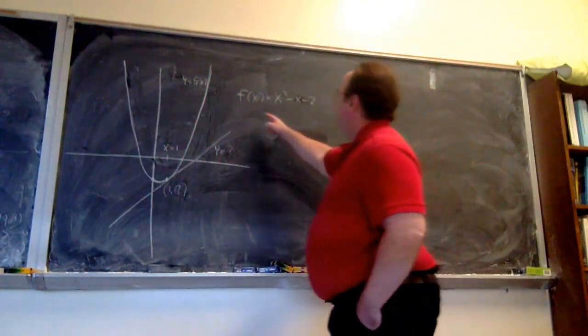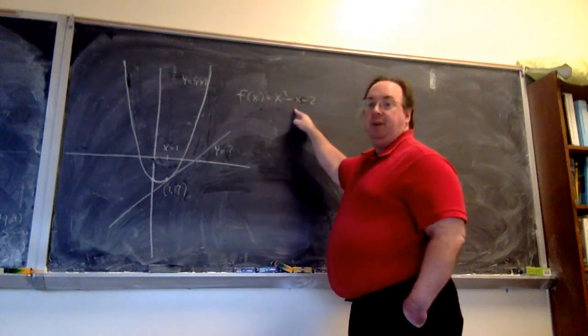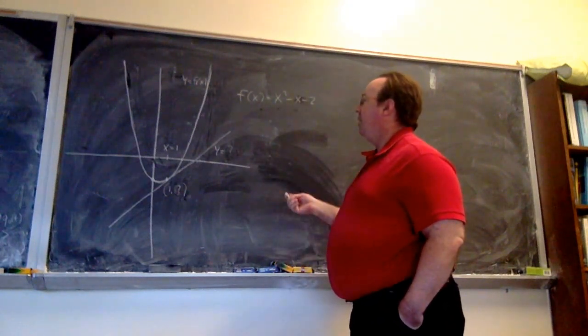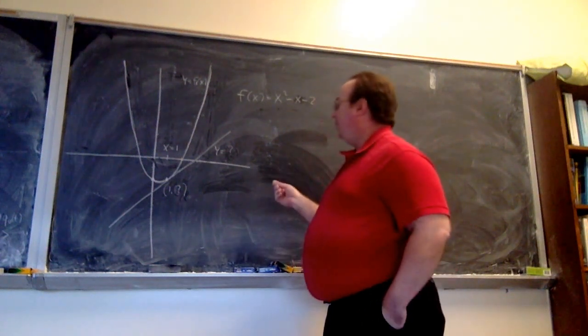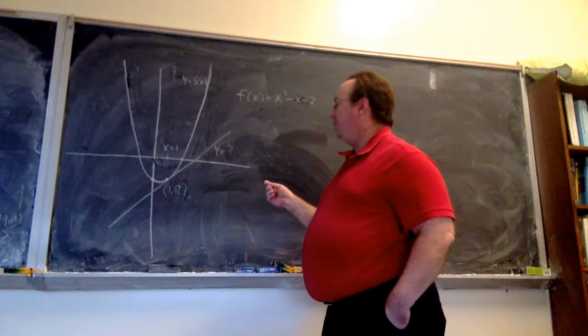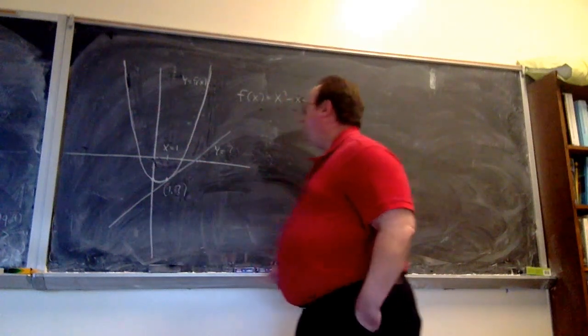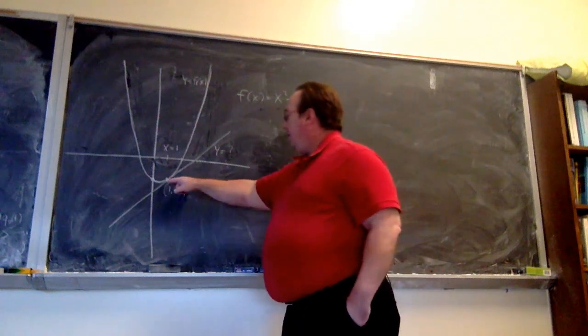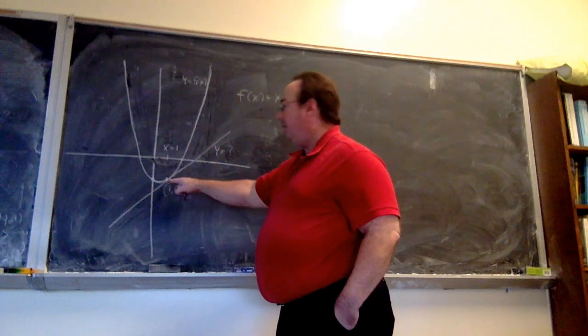So here we have the graph of a function, f of x is equal to x squared minus x minus 2. And the graph is drawn pretty much to scale. What I'm going to do is focus on the behavior of this function at a particular point, at x equals 1. Now, here I've marked a point on the graph of f of x at x equal to 1.